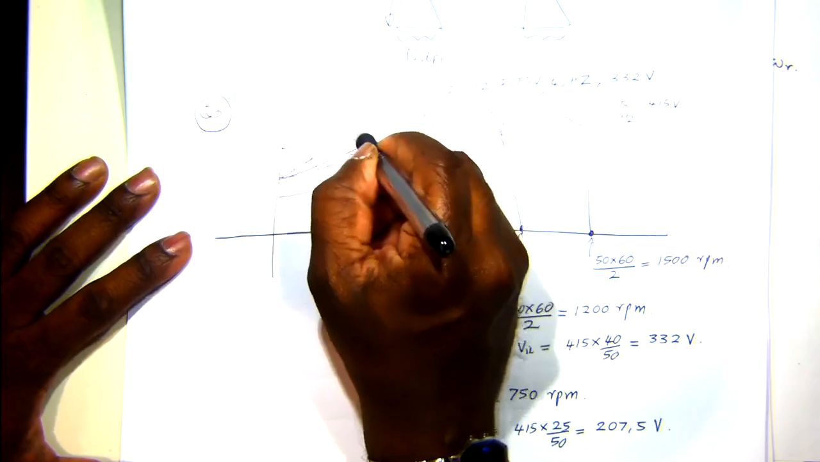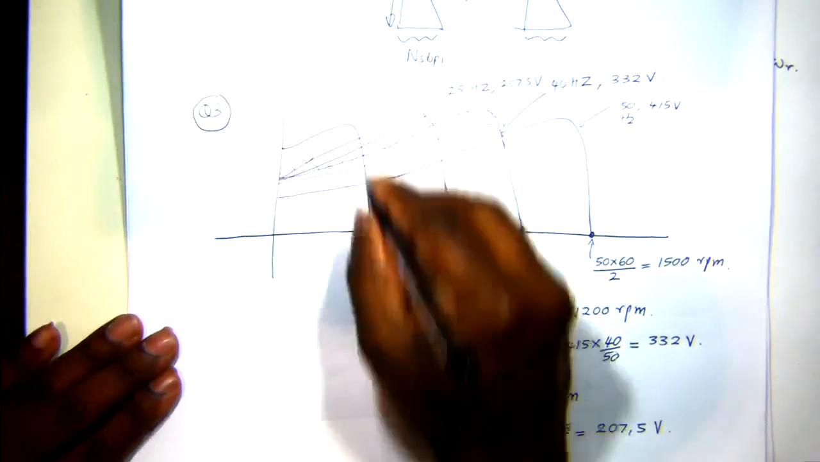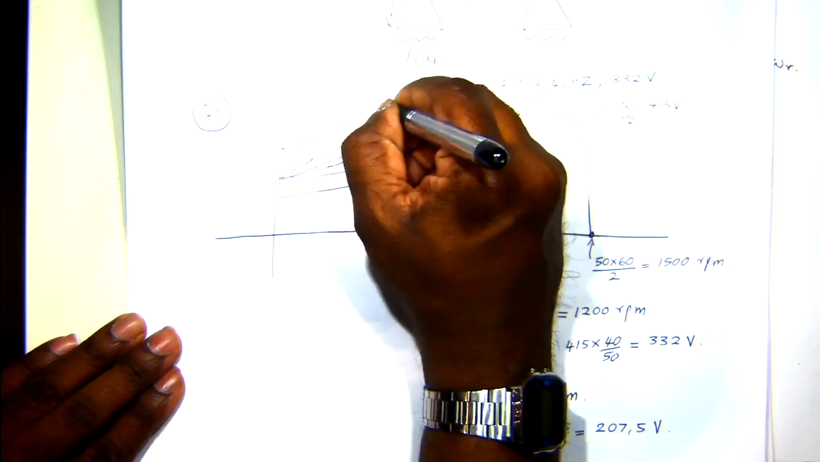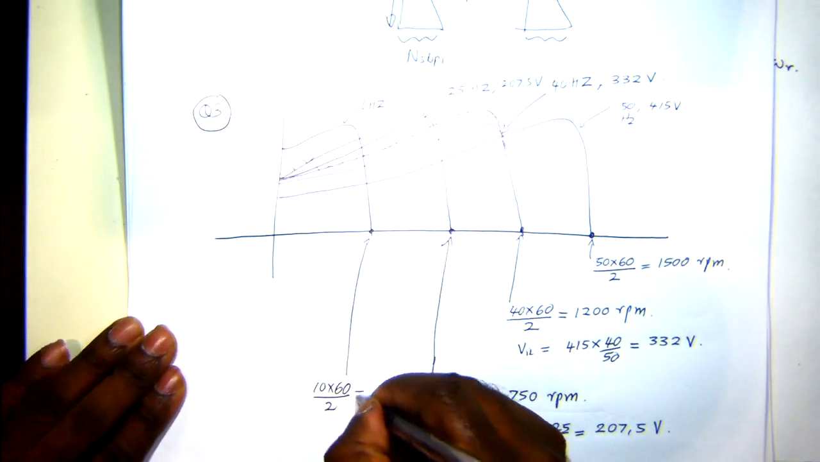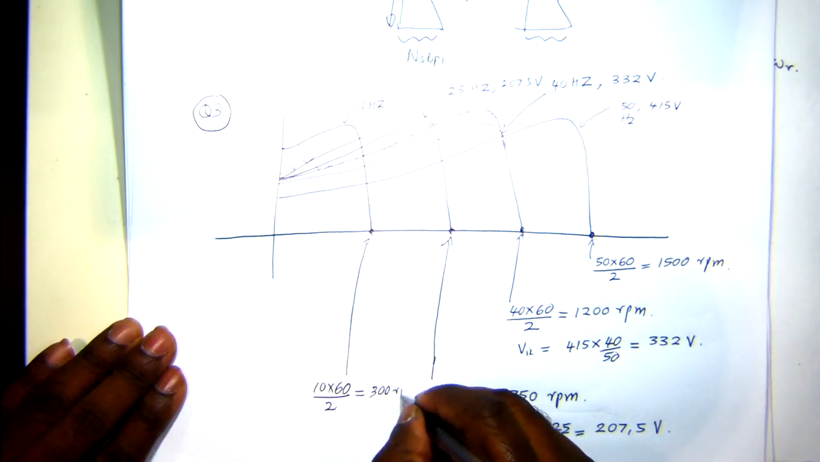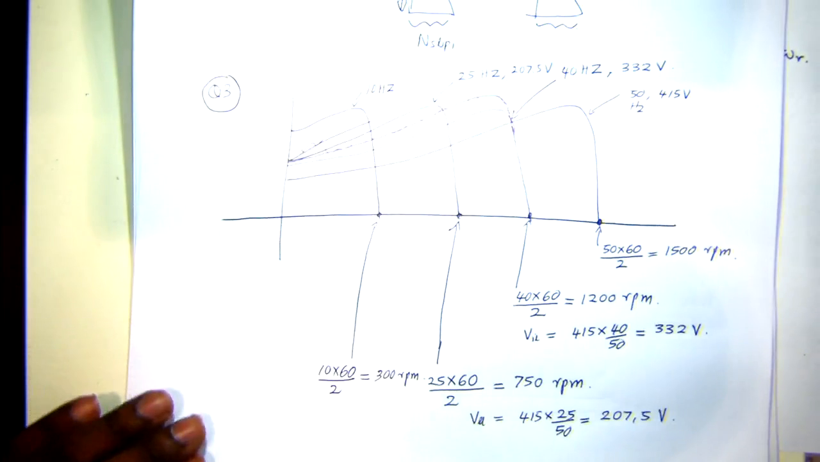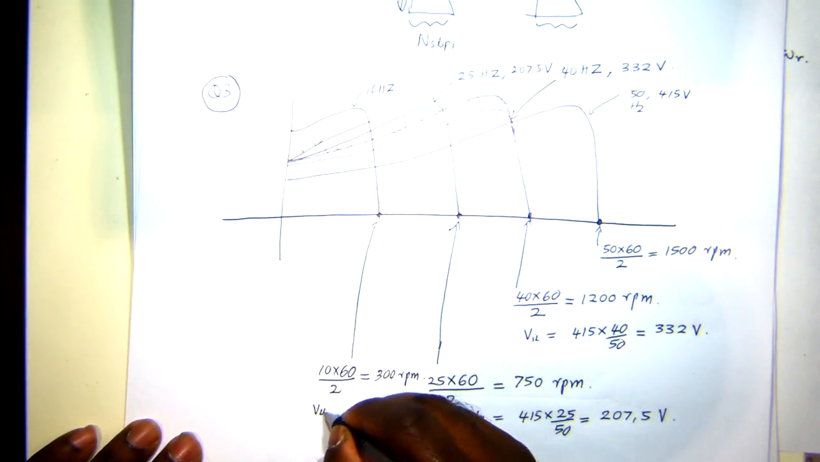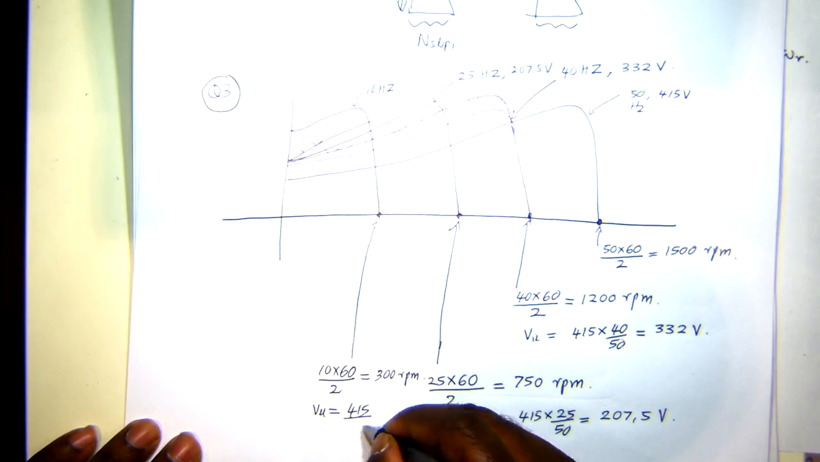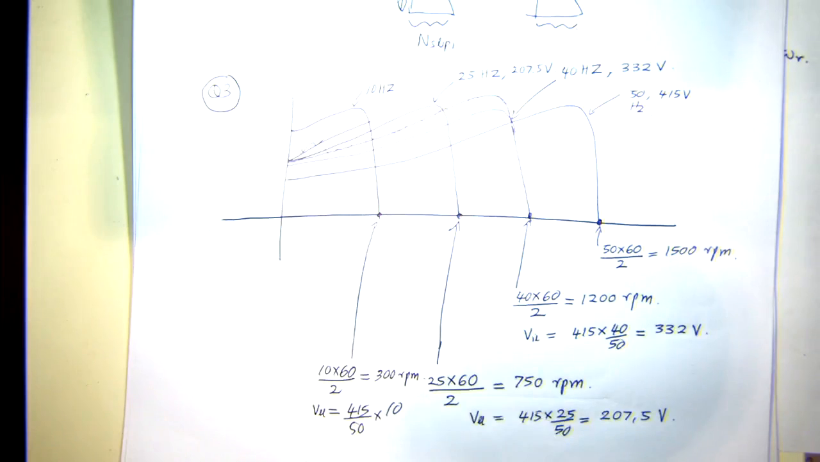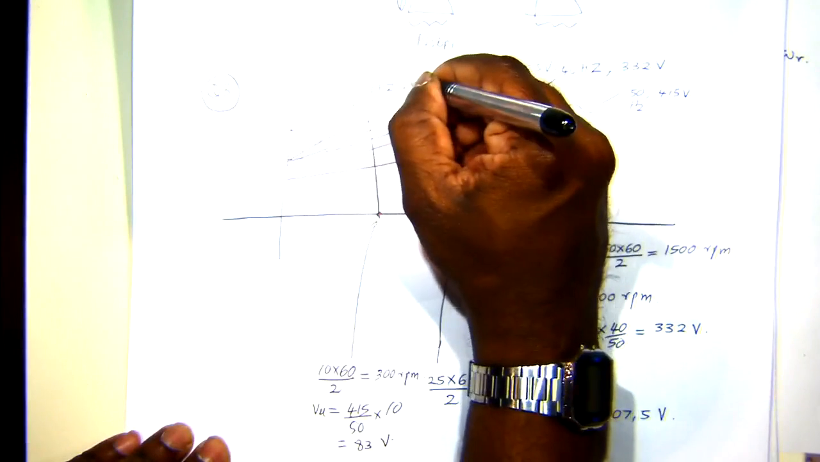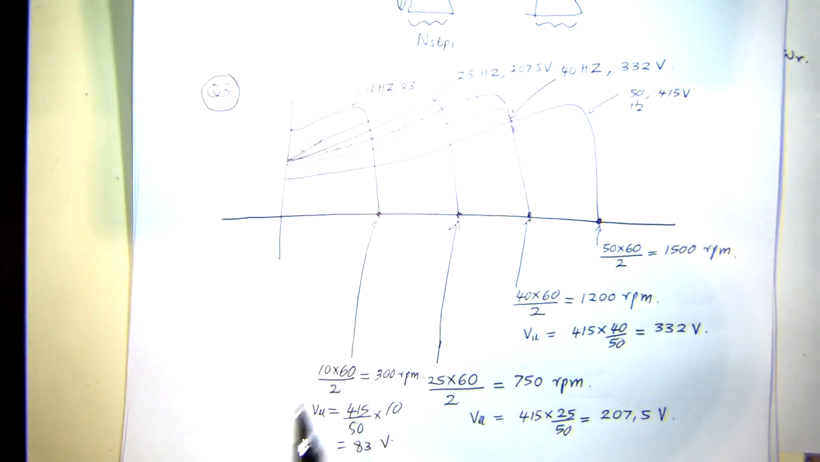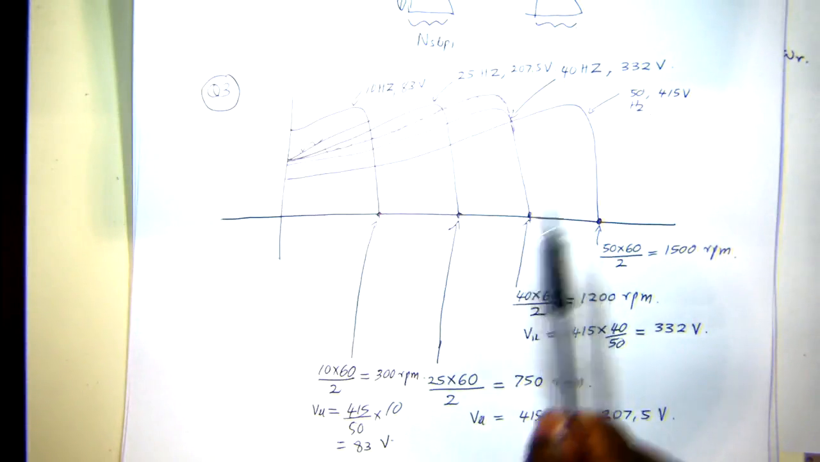And similarly, let's say somewhere here, that's for 10 Hertz. The synchronous speed will be 10 into 60 over 2, which is going to be 300 RPM. And the voltage for that condition will be 415 over 50 times 10, which is going to be 83 volts. That's here. So these are the torque speed profiles for the different voltages and frequencies.